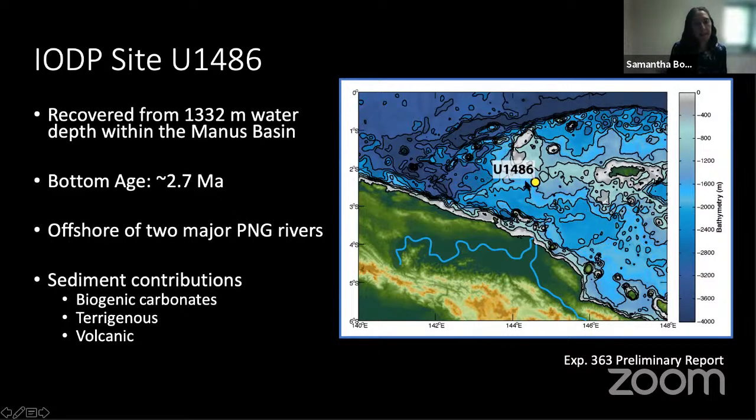And so it was recovered at 1332 meters water depth. The bottom of the core is about 2.7 million years ago. And because of where it's located offshore here, these river systems bring lots of terrigenous material via runoff to this core site. Our site is composed of a combination of biogenic carbonates, about 60% of the core composition, and then the rest is terrigenous and volcanic material.